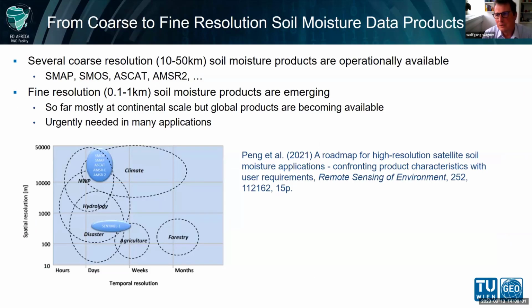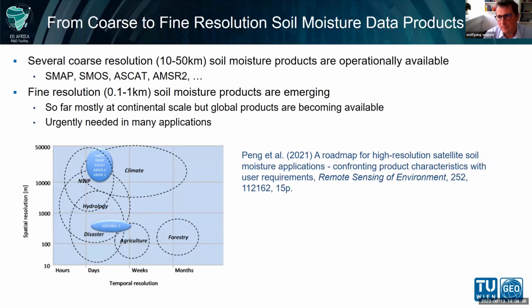From the previous webinars and different training modules from EO Africa, you've heard that there are already several coarse resolution soil moisture products which are operationally available, like from SMAP, from SMOS, from ASCAT, from ASCAT and a combination of all of them. And what's now really important for many applications is that we move to a higher spatial resolution, a resolution in the order of about 100 meters to 1 kilometer.